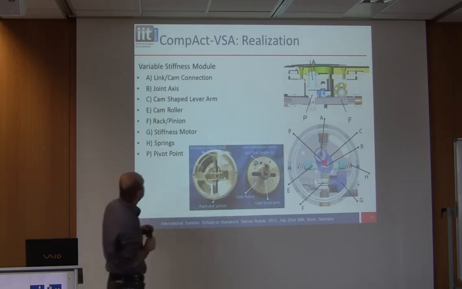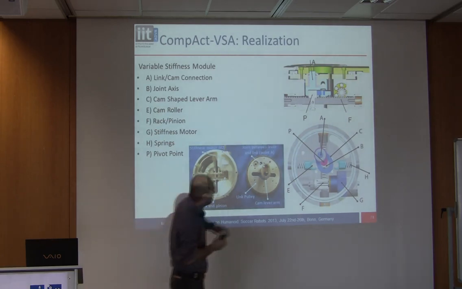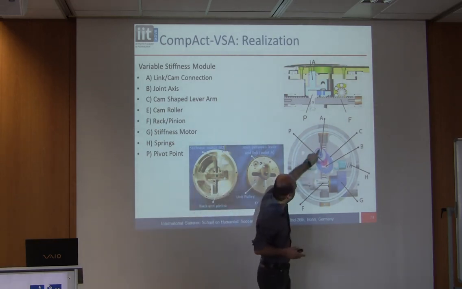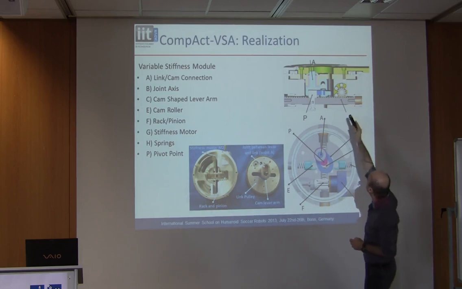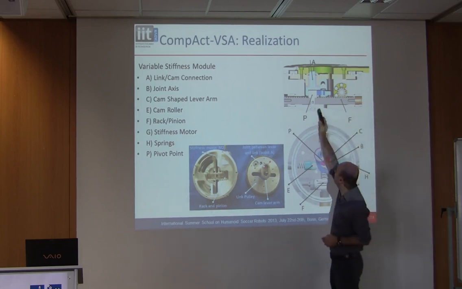And this is how it's done. So the lever arm is basically this. This is actually the current profile that you see here. This is the pivot point that is actually created by using the rotating neuron. So you can see the pivot is here.